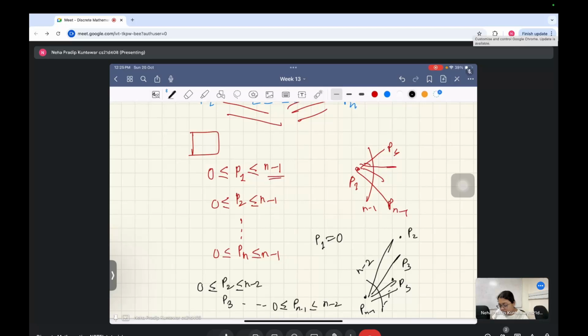So now there are n people, and there are only n minus 1 values that they can take. Okay, n minus 1 values they can take, then that means that there have to be 2 people who ended up shaking hands with the same number of people.